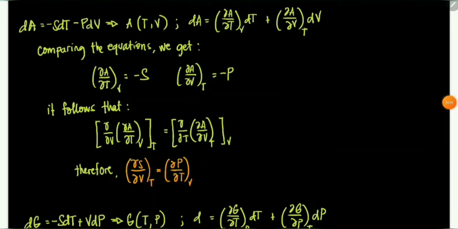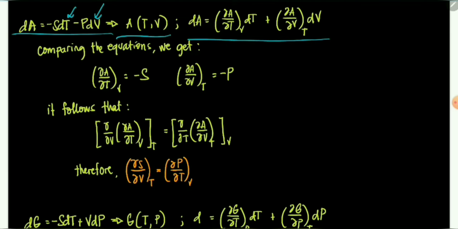Okay? So now, i-derive naman natin yung Maxwell relation for A. We use the fundamental thermodynamic equation for the Helmholtz free energy, dA is equal to negative SdT minus PdV. Since nag-change yung volume and temperature, A is therefore a function of your temperature and volume. So pwede natin siyang i-express as a total derivative with respect to both the temperature and the volume respectively. So comparing the equations, okay, we get that the change in the Helmholtz free energy with respect to the temperature at constant volume is equal to negative S, while the change in A with respect to the volume at constant temperature is negative P, as we can see here.